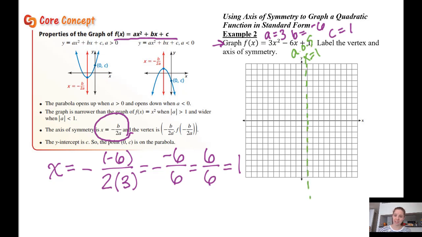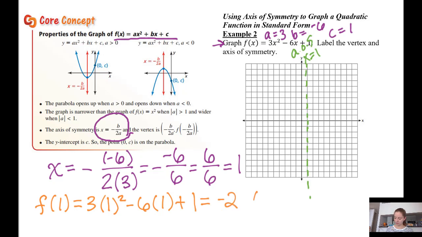To find the vertex now, we use our knowledge that the x value of the vertex is 1 to find f(1). Well, what is the y value when x is 1? We have 3 times 1 squared minus 6 times 1 plus 1. So this is 3 minus 6, which is negative 3, plus 1 is negative 2. So we have the point (1, -2).